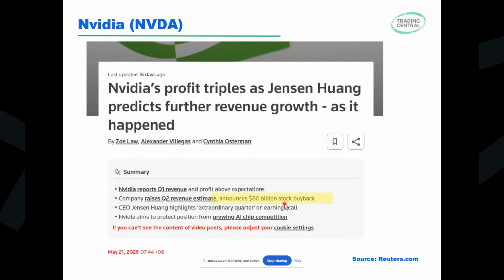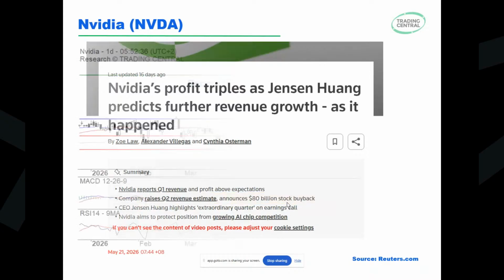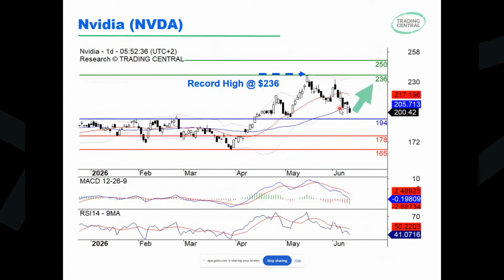Okay, and once you see a consolidation in stock price like this one, you know that it is a good time to buy on dip.